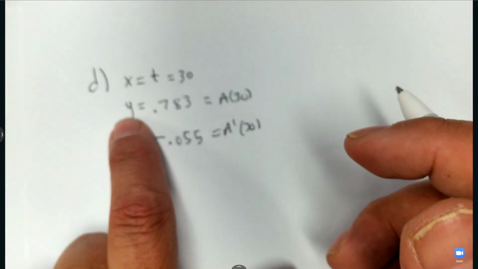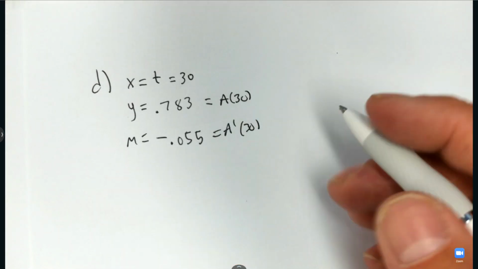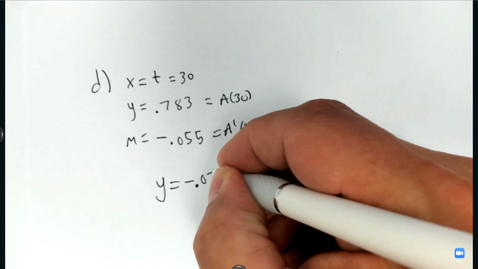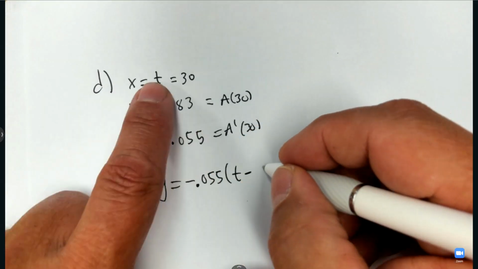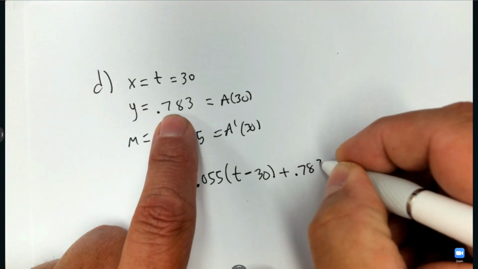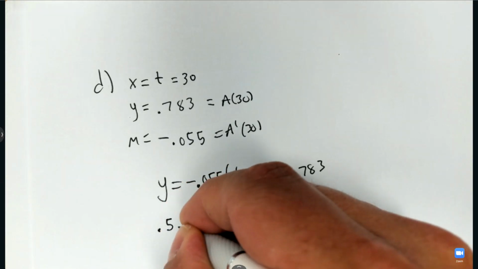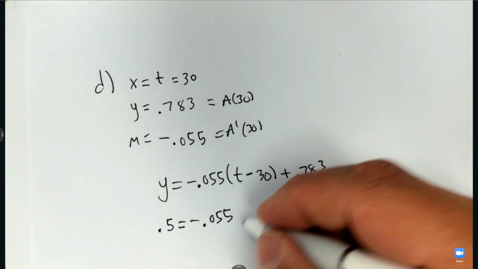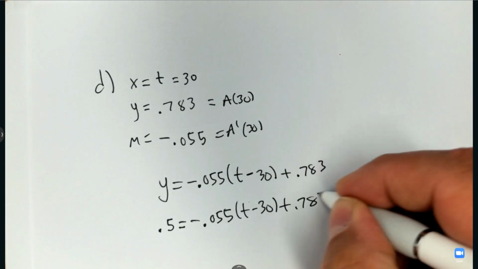The x value, the y value, just plug in 30, and then the derivative of that is the slope, and that means the equation would look like this. y equals the slope. Now we have t, so I'm going to go t subtract 30, and then the y value, which is positive 0.783. In the question it says, when will that be equal to 1/2 or 0.5? And then I would solve that.